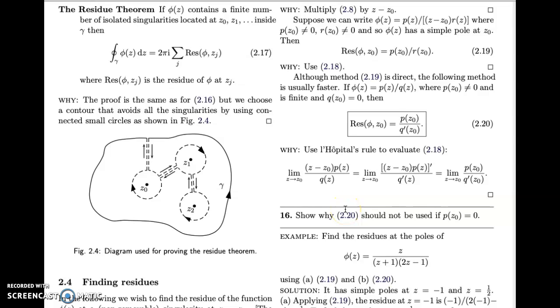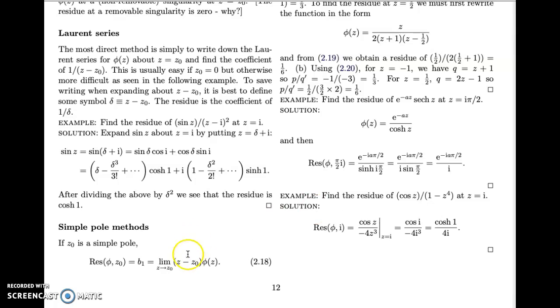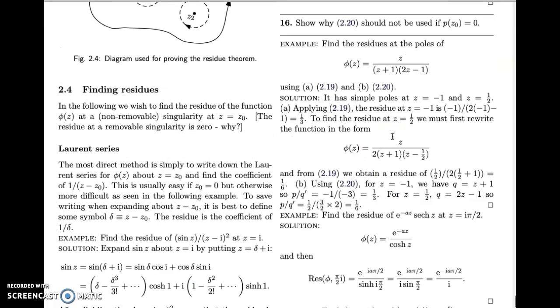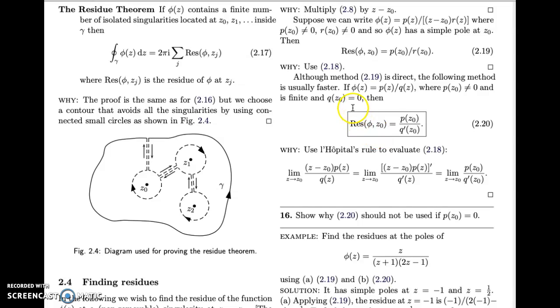Okay, so why does this work? Well, we go back to this general expression, which will always work for a simple pole. The residue is the limit of (Z minus Z0) times phi as Z tends to Z0. And now we've said that phi can be written as P over Q. We replace the phi by P over Q. Then the residue is this limit as Z tends to Z0.